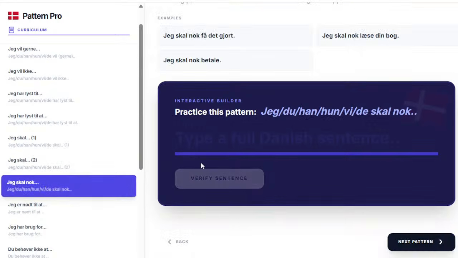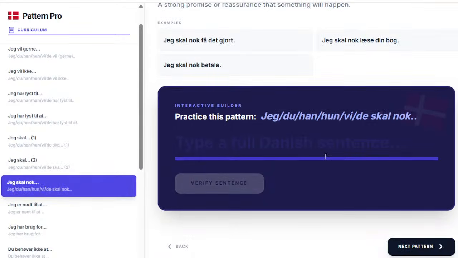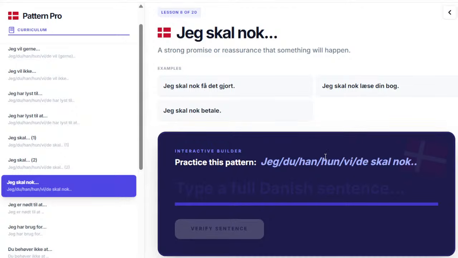All right, and we have jeg skal nok. It's also interesting, jeg skal nok. And this is one I think that many learners struggle with, because they look at skal and then they look at nok. And you might know that nok can mean two things. Nok can mean probably, can also mean enough. And so therefore you get confused, like, I shall probably, I will probably, what's that, enough?